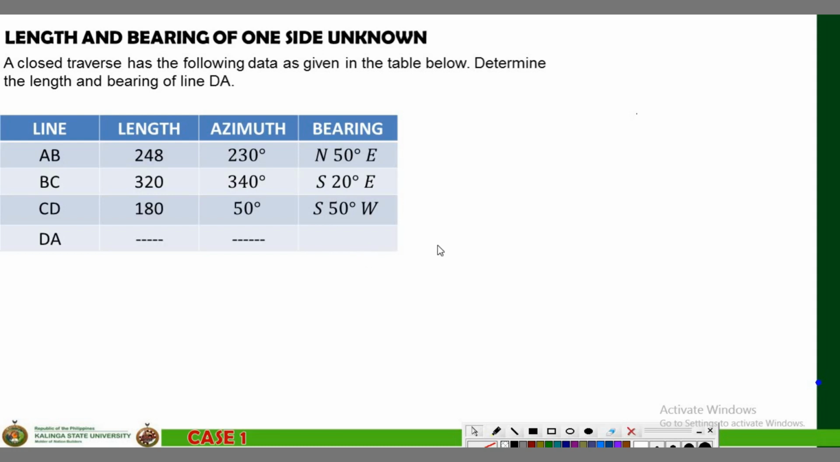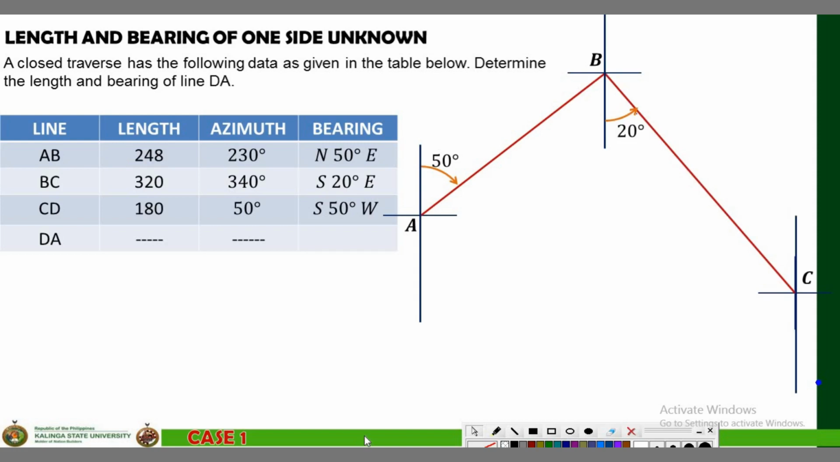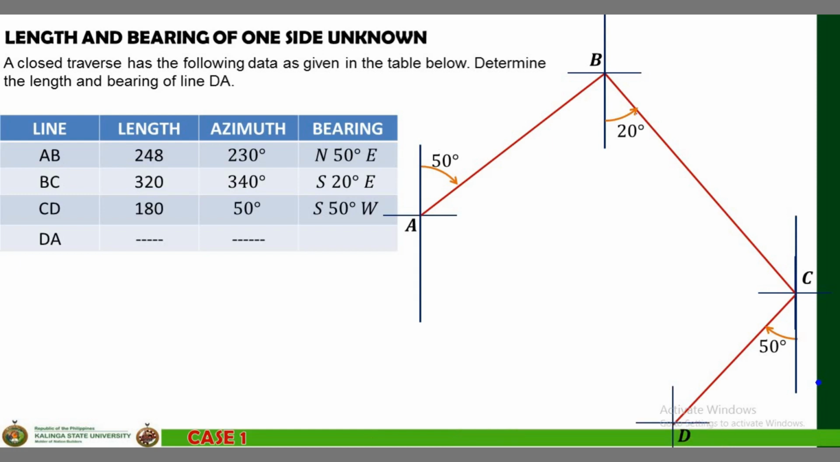Once I have converted the azimuth into bearing, if I sketch this, this is how it will look. From A to B, it looks like this. Then from B to C, like this. C to D, like this. And I am going to join DA. So my unknown here is line DA. It has no length and no bearing.